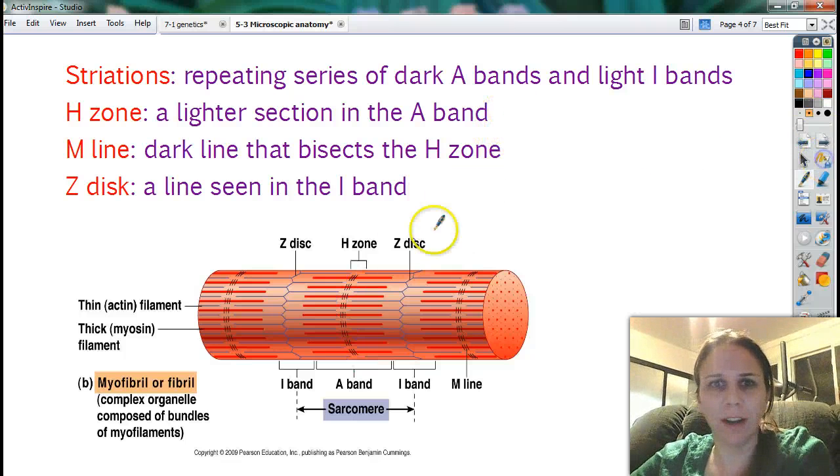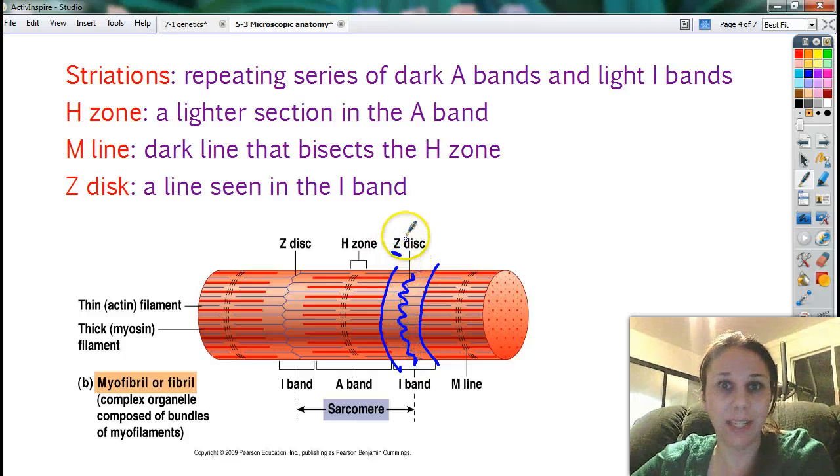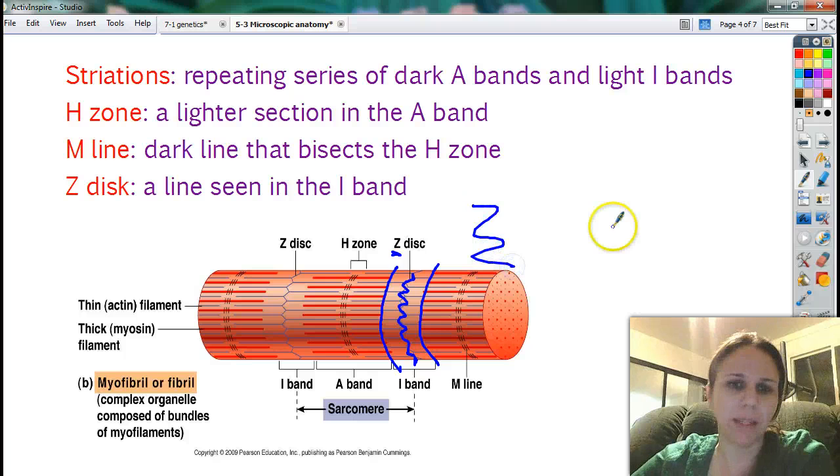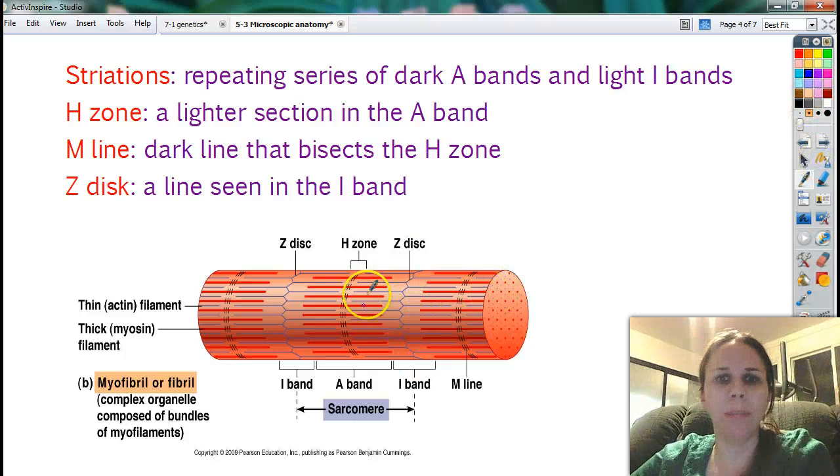Okay, and then we've got in the middle, in the I band, that's lighter, there's a little zigzag, zip, zip, zip, all the way down, called the Z disc. Okay, that would make sense. Z, it looks like a Z. Makes sense. Okay, these are all the different bits and pieces of a myofibril. Remember, you got thousands of these per one cell.